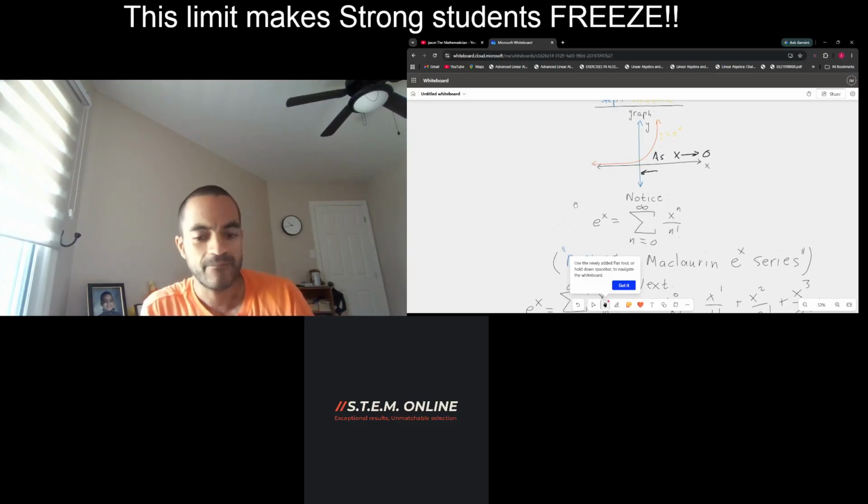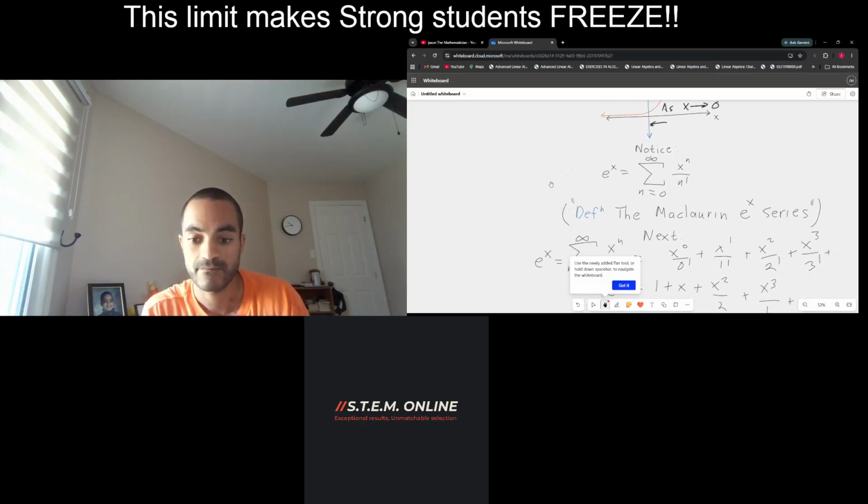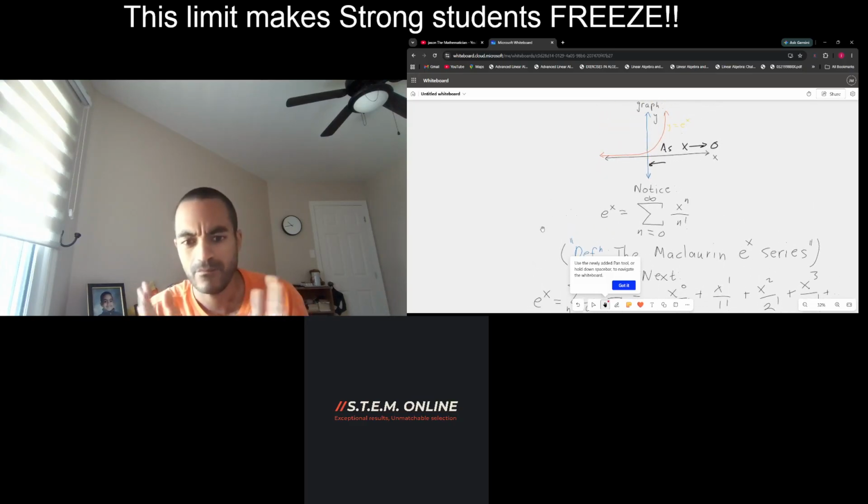One very useful way to analyze this limit is to notice that we can use Maclaurin. Those of you who know Maclaurin, if you're taking calculus, you better know Maclaurin. The Maclaurin expansion for e to the x is e to the x equals the summation from n equals 0 to infinity of x to the n over n factorial. The reason I'm doing that, I'm going to explain in step 2. We're still in step 1.